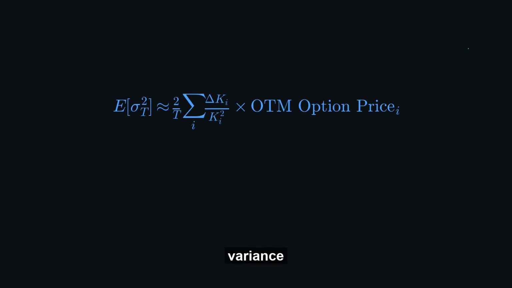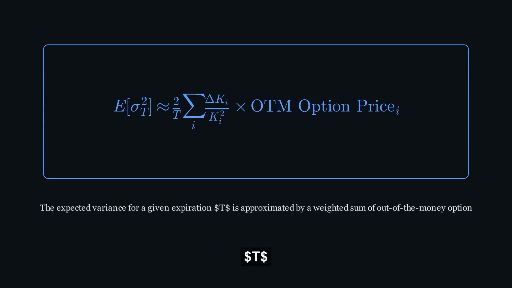Mathematically, the expected variance for a specific time to expiration, $T$, is approximated by summing the contributions of a carefully selected set of out-of-the-money options. For strikes below a designated reference point, we incorporate put options, while for strikes above it, we use call options. Each option's price is weighted by a factor inversely proportional to the square of its strike price and the interval between strikes, effectively discretizing and approximating a continuous integral over the probability distribution of future prices.